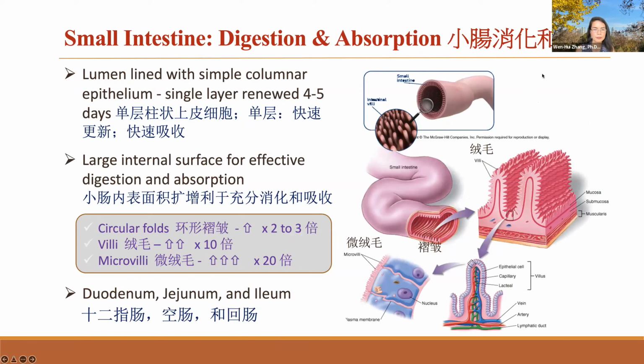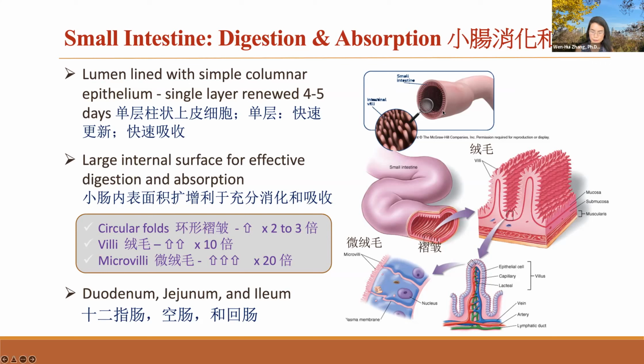So now the food we ingested moves down to the small intestine. The small intestine is where most digestion and absorption take place. So that's the lumen of the small intestine. You can see the lumen is lined with only one layer of epithelial cells. They look like columns. So it's simple columnar epithelial cells. That's a single layer, so it's very fast in cycling. It's renewed about every 4 to 5 days.